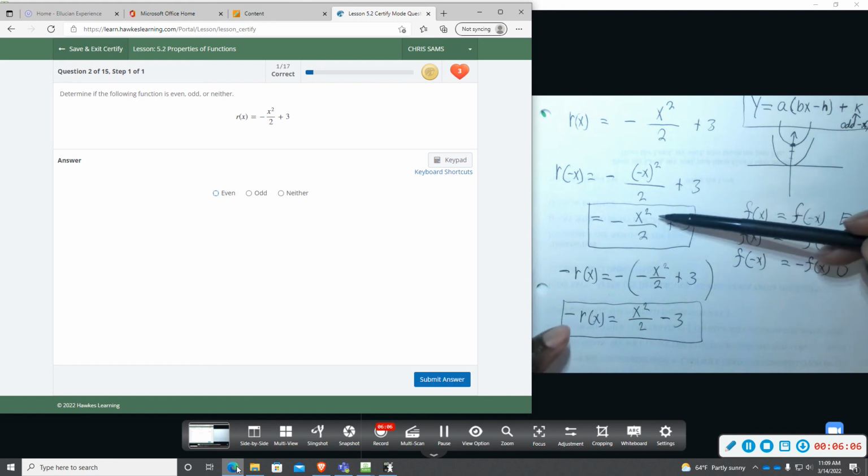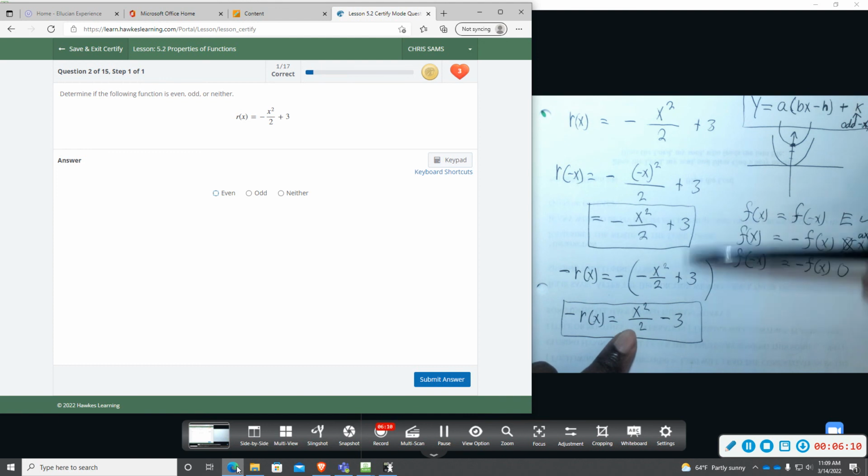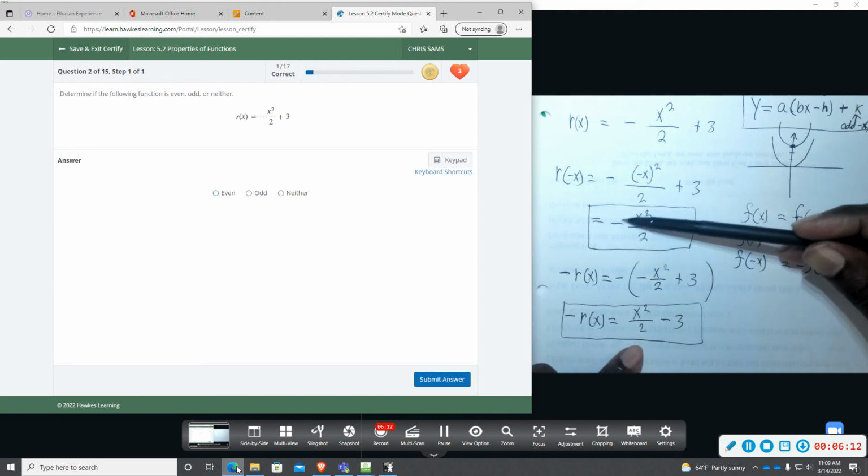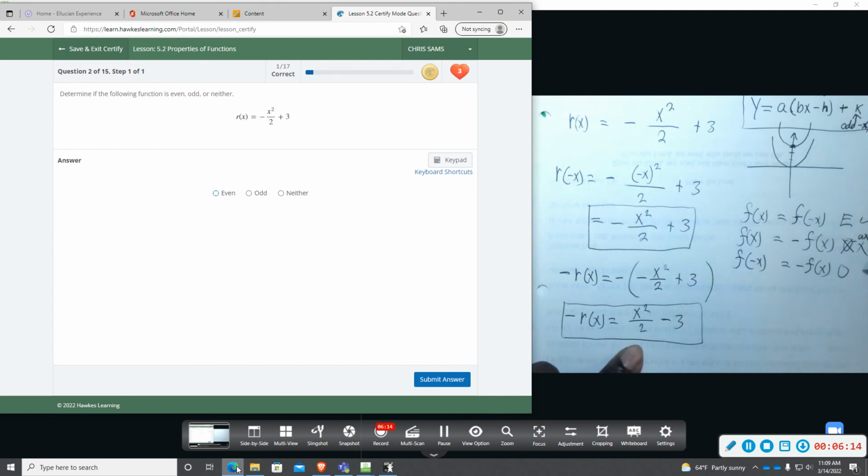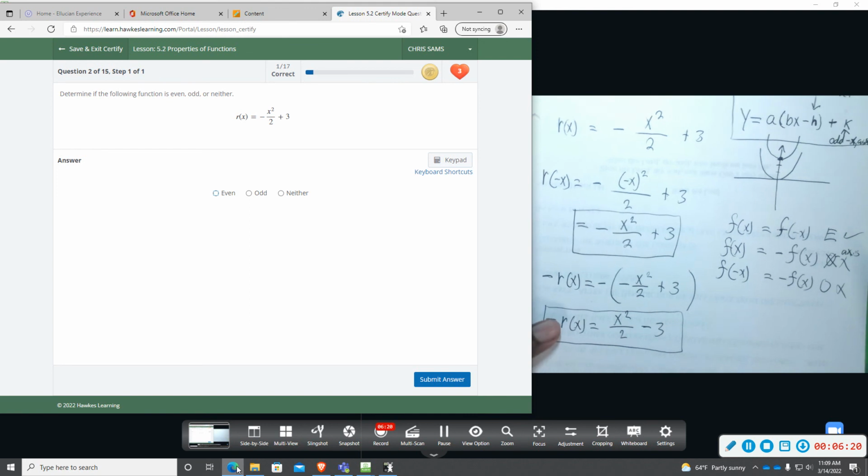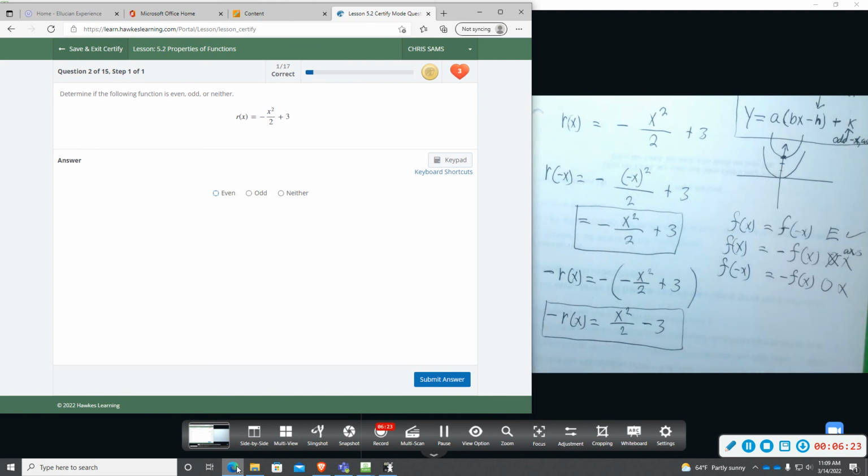So now we're going to compare this one and this one. And since they were the same, there's no way that these are the same. You can see the negative and the positive. So it's not odd either. So this graph is even, proved by algebra, and also just confirms what we were thinking with the transformations and shifts.